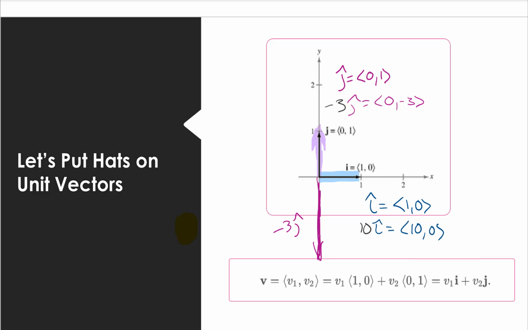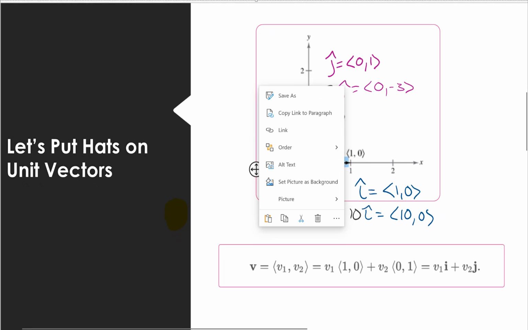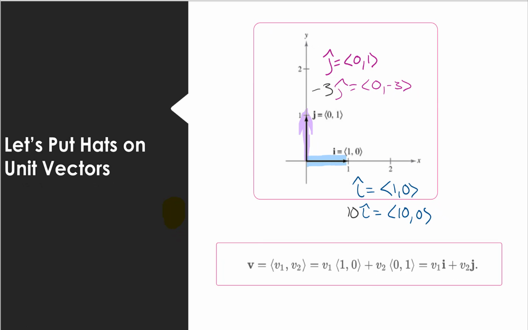And then we start getting weird and we sum it all together. Here we go. That's the beginning. j hat, a very, very special vertical unit vector, and our i hat, the very special unit vector in the horizontal direction. And if we put it all together, we have a new way of writing our vectors.